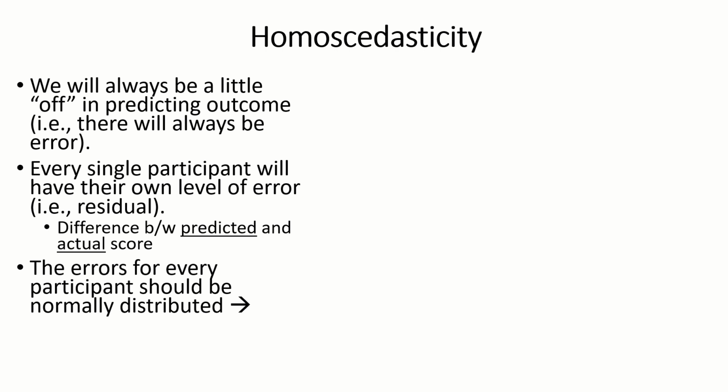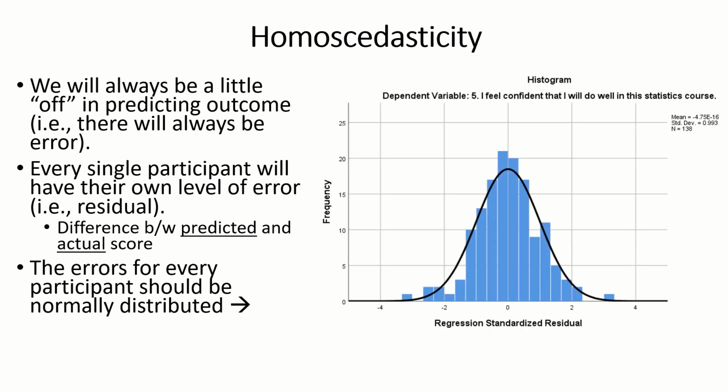You get this residual for every single participant, and then you can plot those residuals in a histogram. If you actually did this analysis, you get a new variable in SPSS, this residual variable, and then you would just run frequencies and create a histogram on these errors. The errors for every participant should be normally distributed. And so this is the histogram for this residual variable.